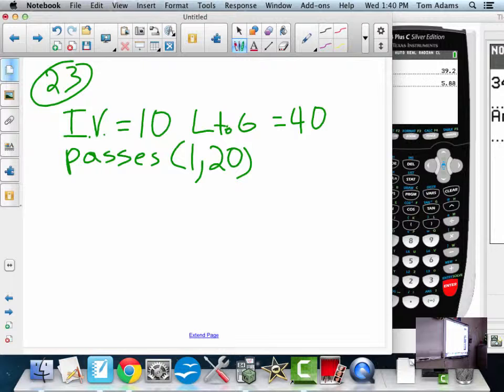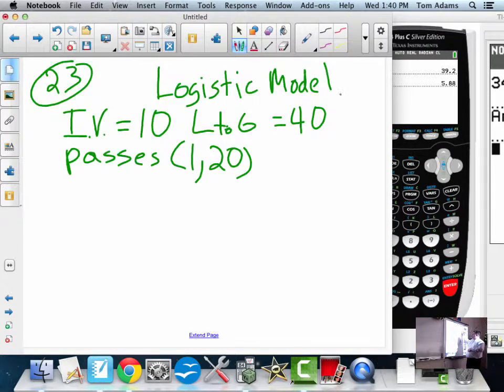So we have something. It starts with 10 of whatever that something is. It has a limited growth, which means that we're going to have to find, I mean, your textbook tells you to find the logistic model. But that's what we're going to have to do, because the logistic model involves something that grows, but then is limited in growth. And then to give us a clue, they told us that it passes through the point 1 comma 20. Okay?